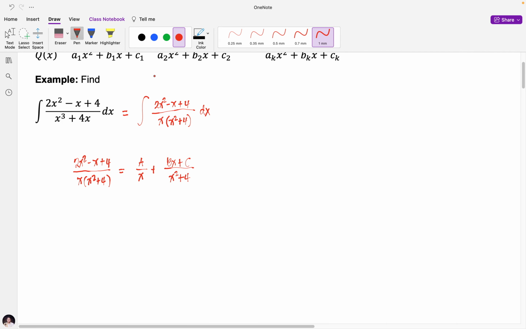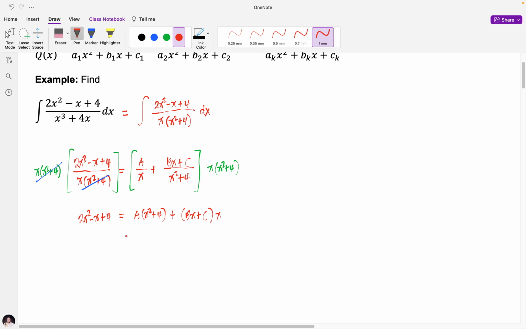And from that, the same process, we will eliminate the denominator. That is x times x squared plus 4, and this is also x times x squared plus 4, so this will be eliminated. What's left now is 2x squared minus x plus 4 equals A times x squared plus 4, and we also have Bx plus C times x.